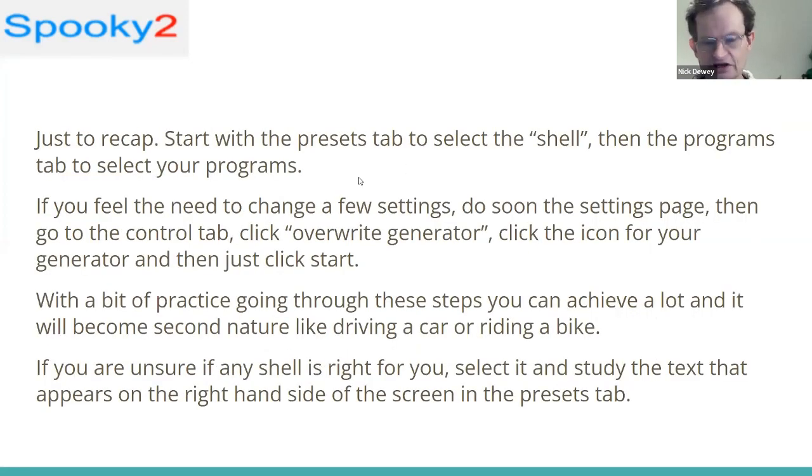So always start with the presets tab. Always select the shell when running database programs. If you feel the need to change a few settings, you can do that on the settings page. The ones I've shown you are the ones you'll be more likely to want to shift yourself. Then quickly go to the control tab, click override generator, which has to be done first. Click on the icon of your generator, which is done second, and then just click start. And at that point, you're taking a treatment.